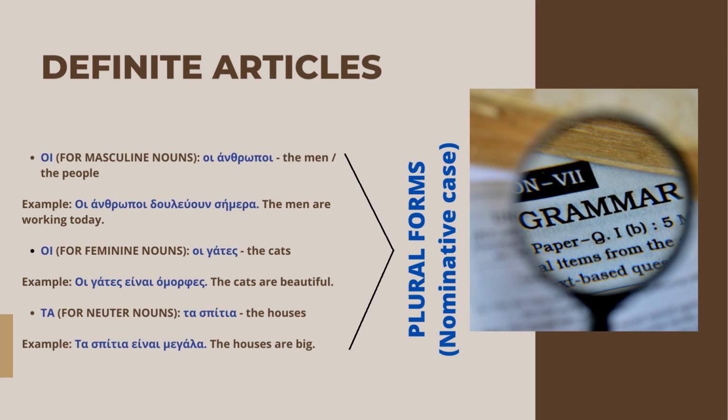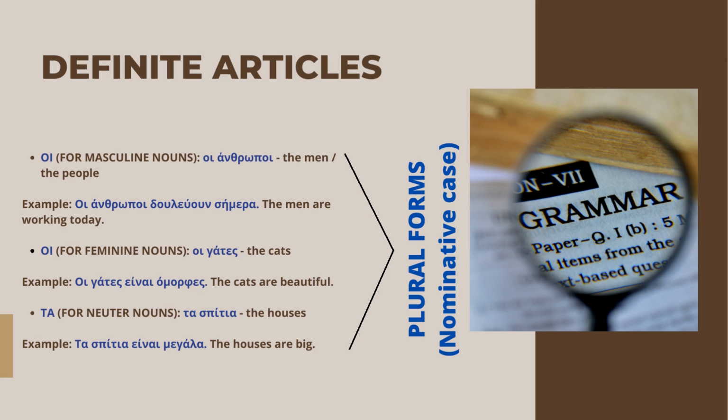Now let's see how the definite articles change into plural. So we start again with the masculine gender. The definite article in plural form for masculine gender nouns is "i". Be careful, we write omicron iota, but we pronounce it as "i". So we have the word anthropoi: οι άνθρωποι. Be careful about the spelling. Οι άνθρωποι, which means the men or the people.